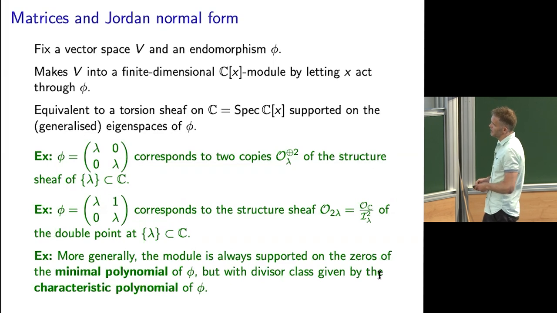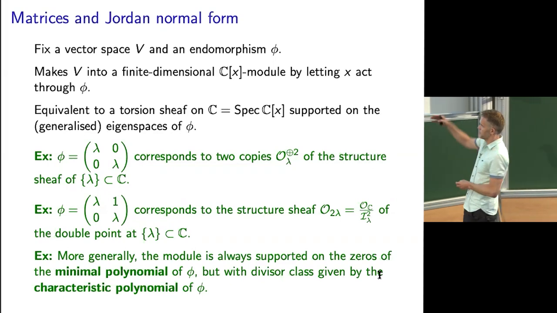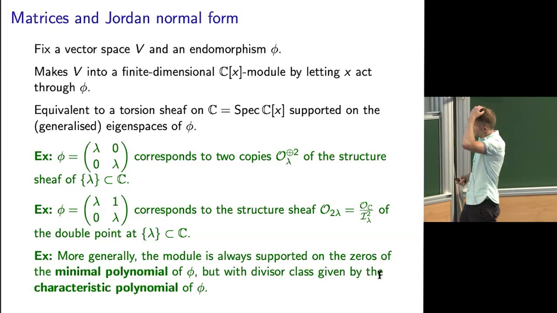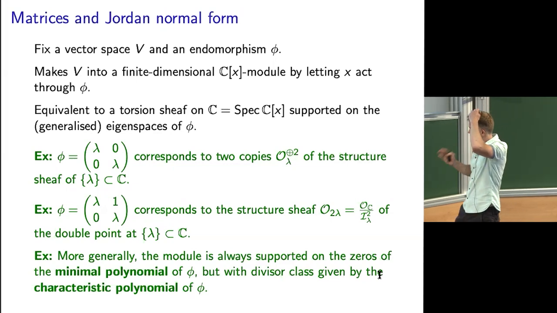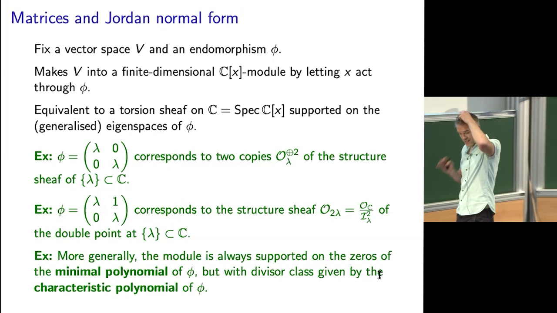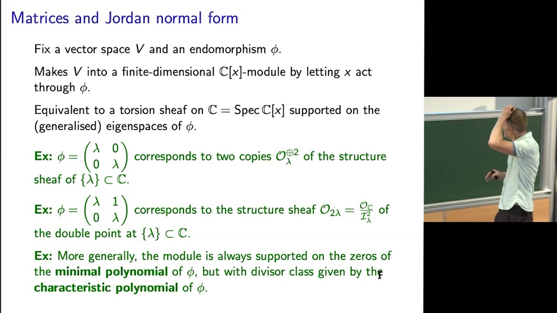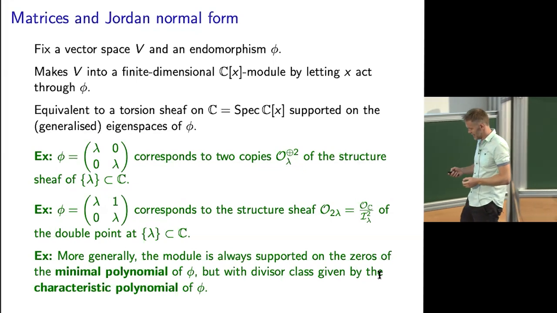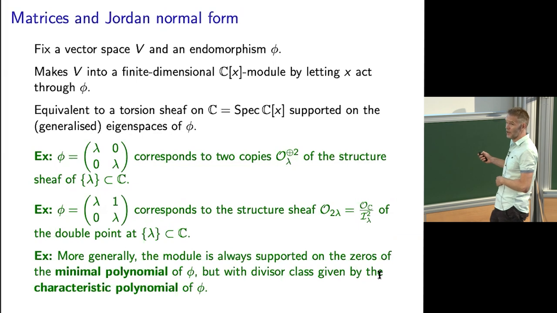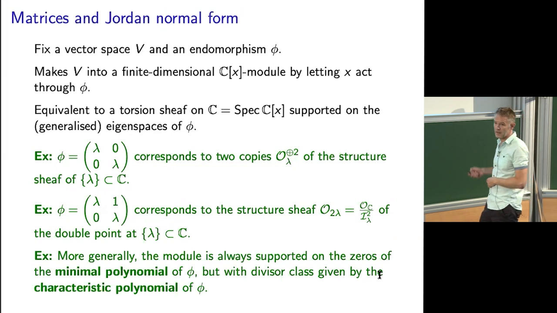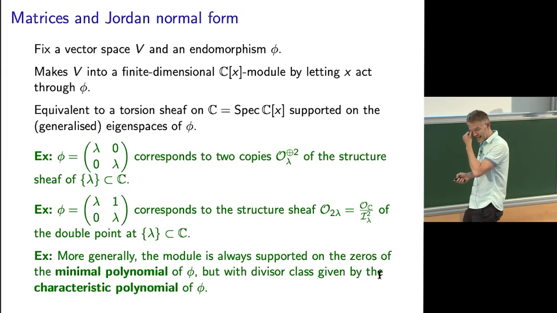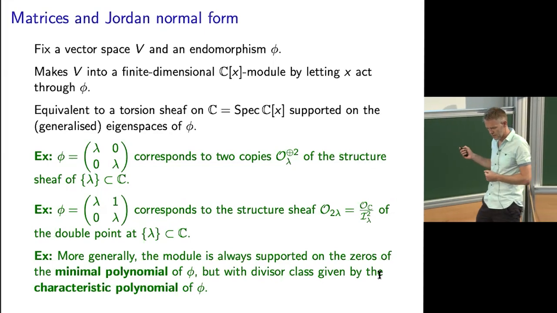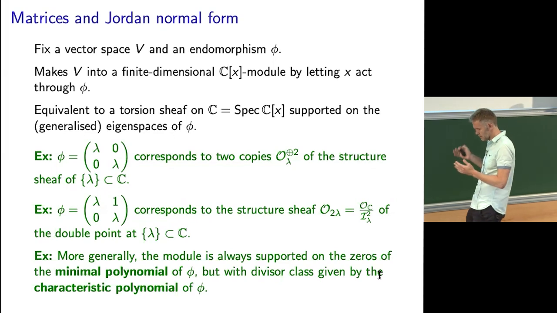And more generally, another exercise. This explains the difference between the minimal polynomial and the characteristic polynomial. The module is actually supported on the zeros of the minimal polynomial scheme theoretically. But its divisor class is given by the characteristic polynomial. So I don't have time. If you don't know what the divisor class of a module is, then ask someone. This is also called the Fitting support or Fitting ideal.